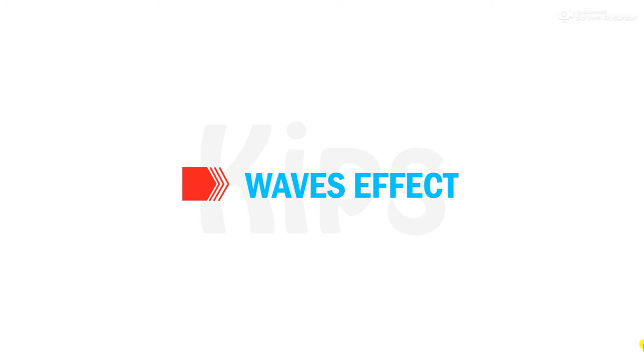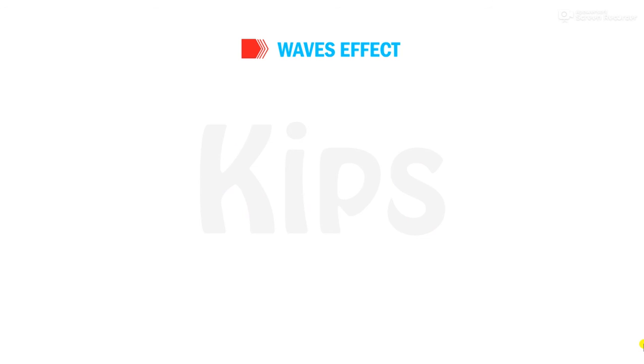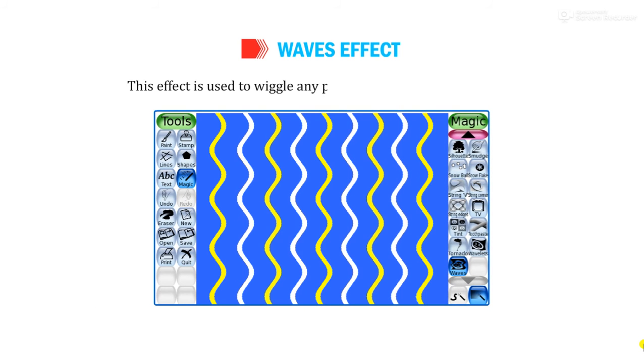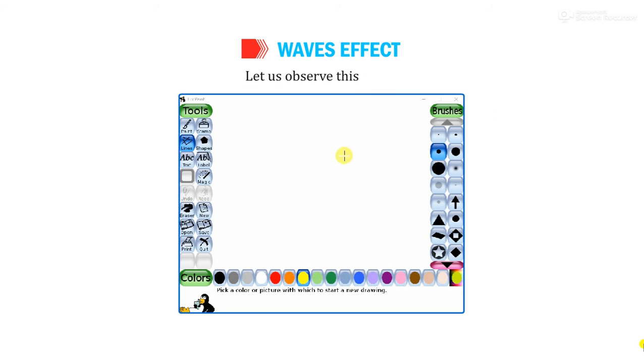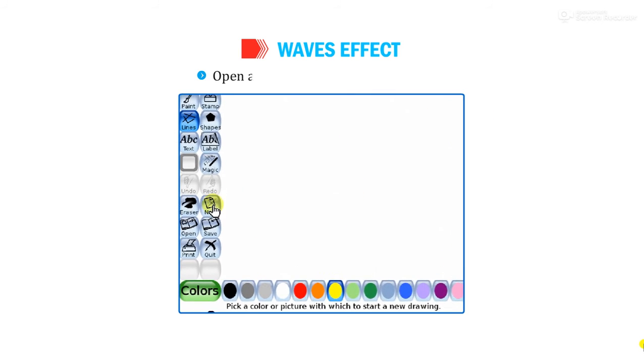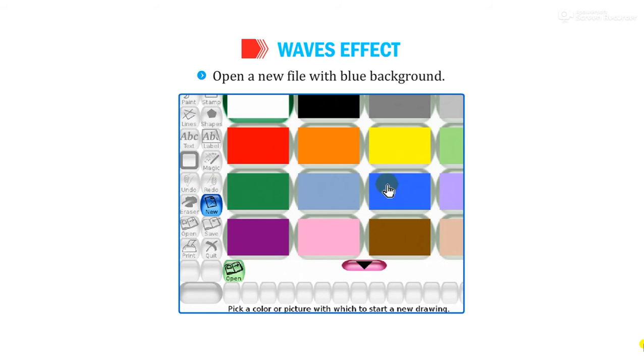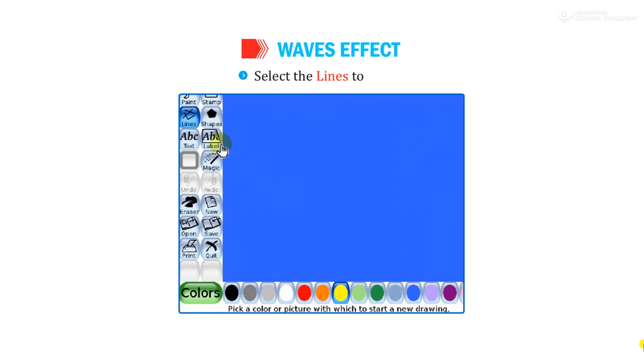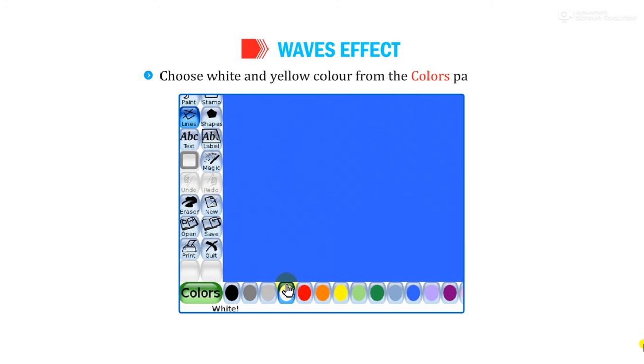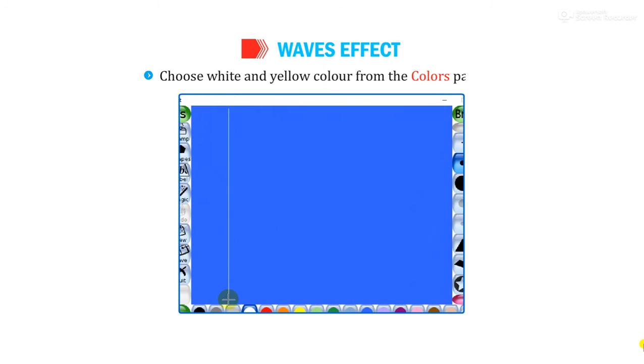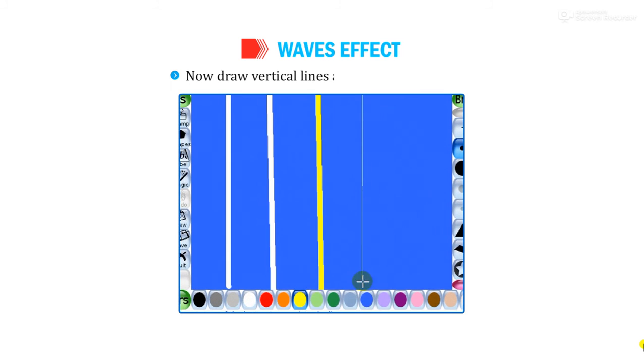Students, now let us talk about waves effect. This effect is used to wiggle any picture side to side, horizontal. Let us observe this effect. Open a new file with blue background. Select the Lines tool. Choose white and yellow color from the colors palette. Now draw vertical lines as shown in the figure.